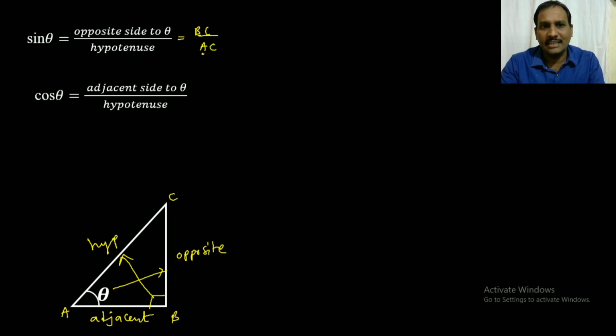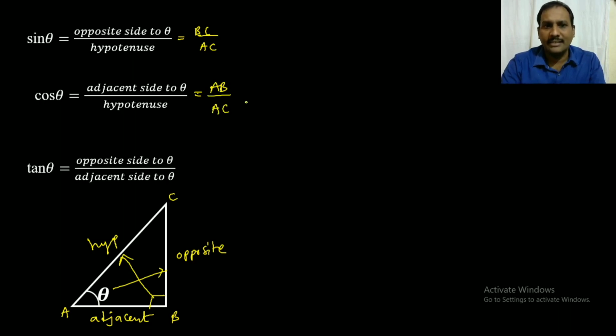Next, cos theta is defined as the adjacent side to theta by the hypotenuse. So what is the adjacent side here? AB by the hypotenuse, which is AC. Next, tan theta is the opposite side to theta by the adjacent side to theta. Opposite is BC and adjacent is AB. So these are the basic trigonometric ratios.